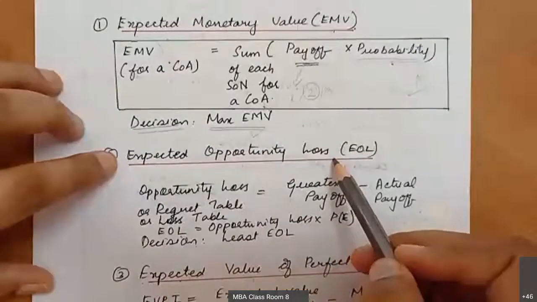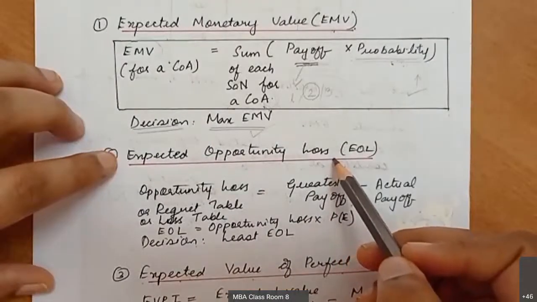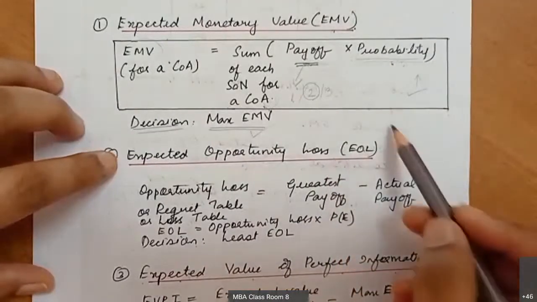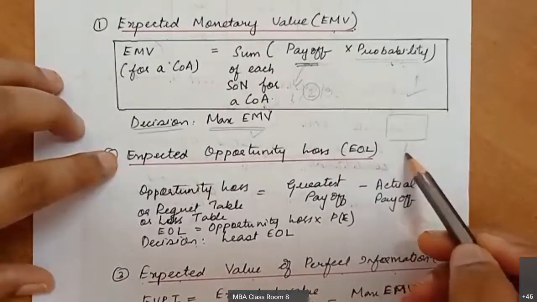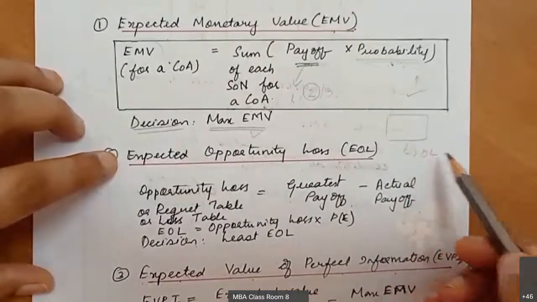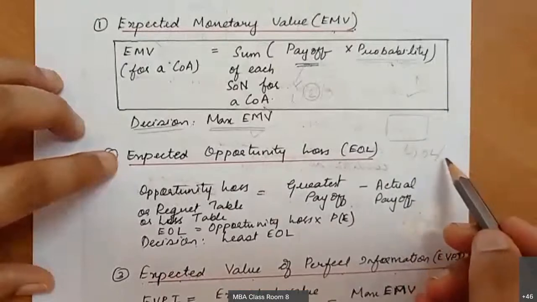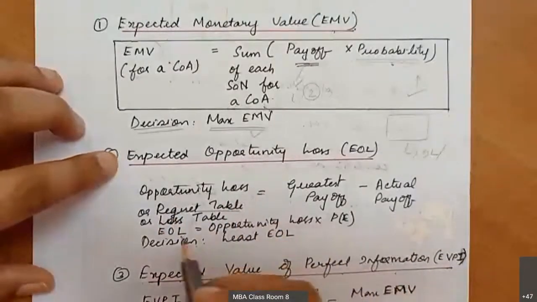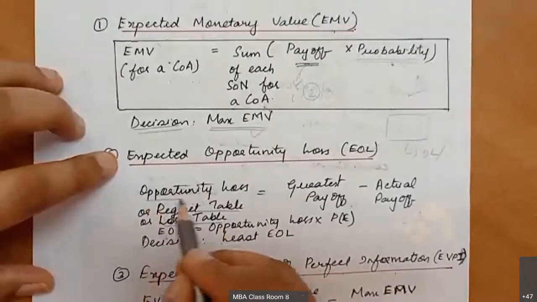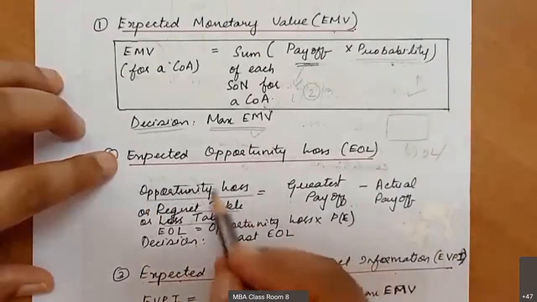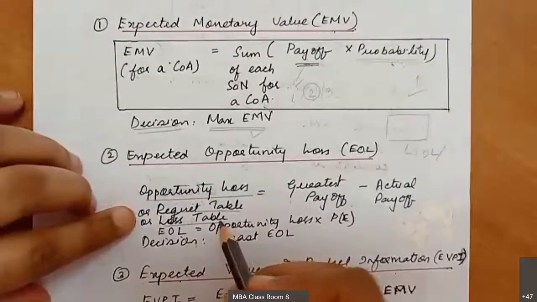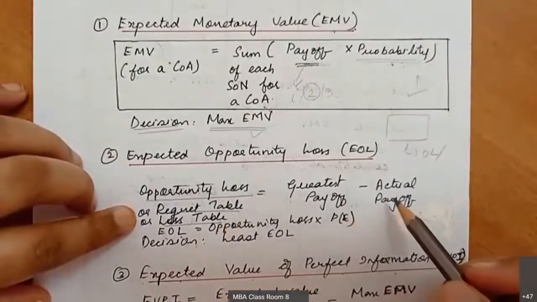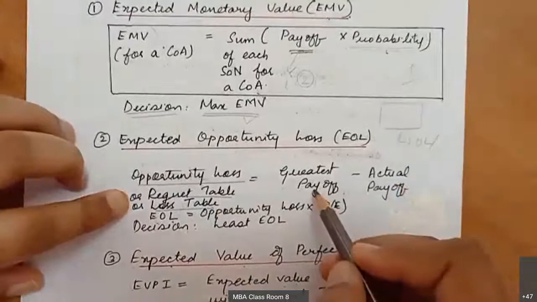In opportunity loss, we have already seen how to make the opportunity loss table, right? From the payoff table, you can create the opportunity loss table. The opportunity loss table is also called the regret table. It is also called the loss table, or the opportunity loss table. Everything means the same thing. Now how will you make this opportunity loss table? By taking the greatest payoff.